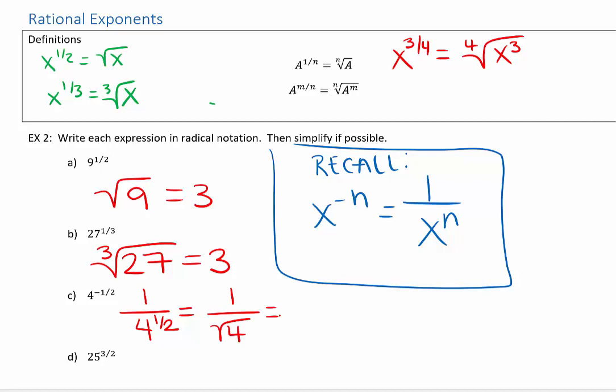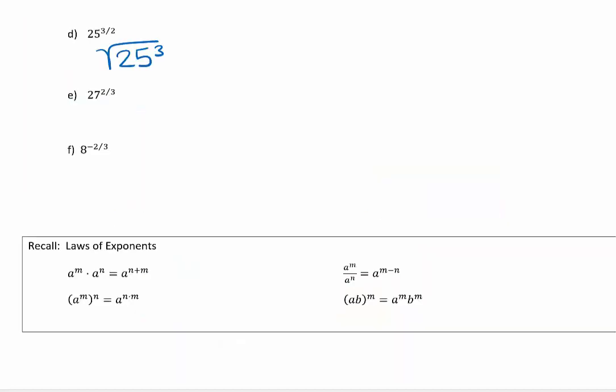That exponent of 1/2 is a square root, and the square root of 4 is 2, so I get the fraction 1/2. 25 to the 3/2 can be written as the square root of 25 to the 3rd. The 2, the number in the denominator, tells me what kind of root it is. Now the order you do these operations in doesn't matter, so I'm actually going to square root the 25 first and then cube it. The square root of 25 is 5, and 5 to the 3rd is 125.